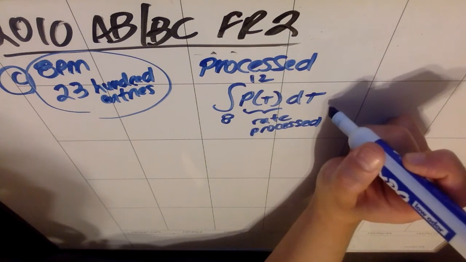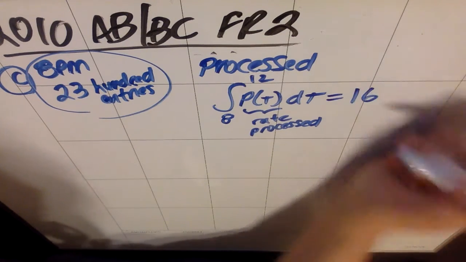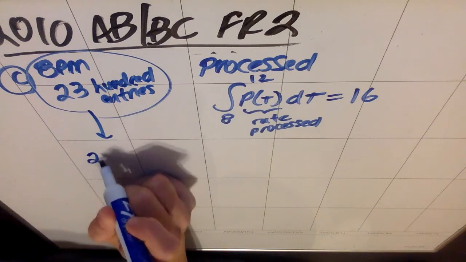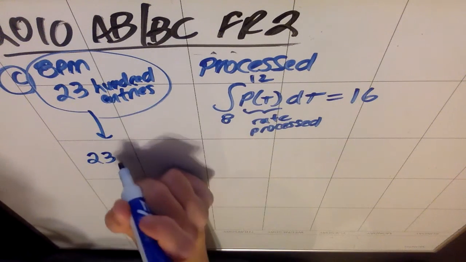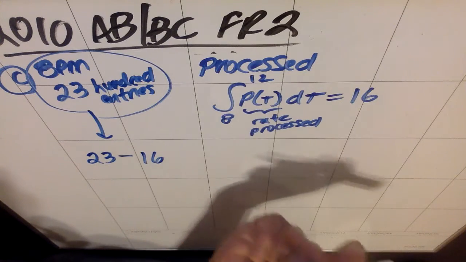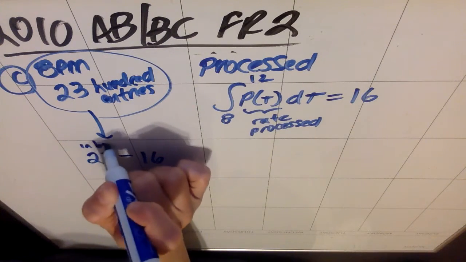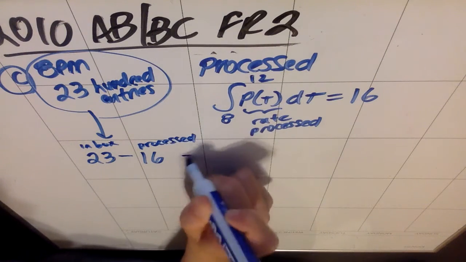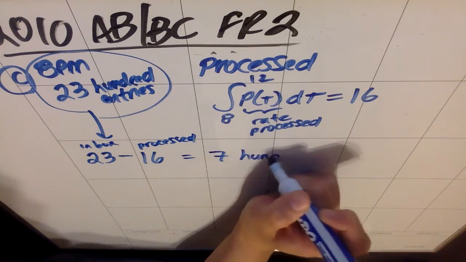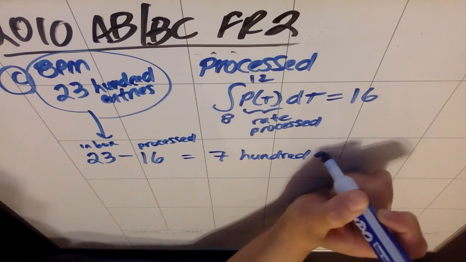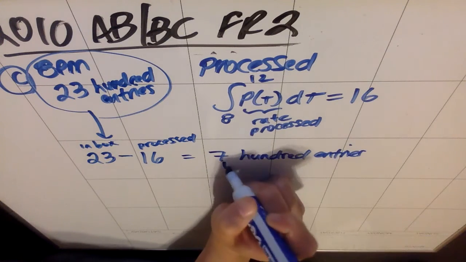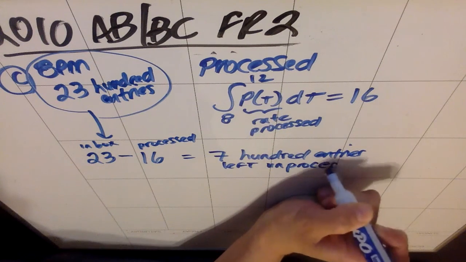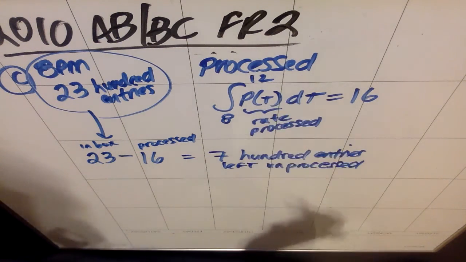It turns out that when you integrate, you get that this value is 16. So essentially, we're saying there were 23 hundred entries in the box minus the 16 hundred that were processed. So they were in the box, these were the ones that were processed, which means that there were 700 entries left unprocessed.